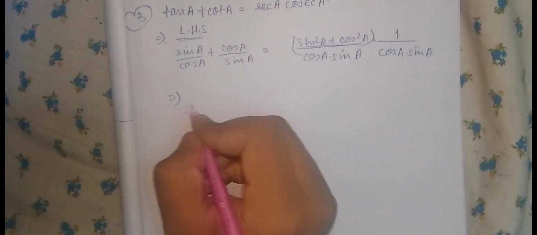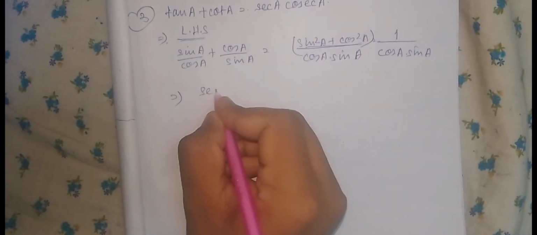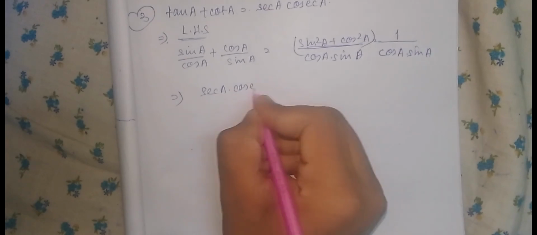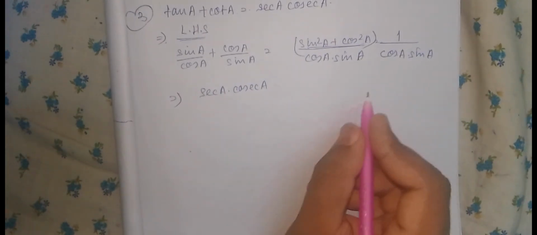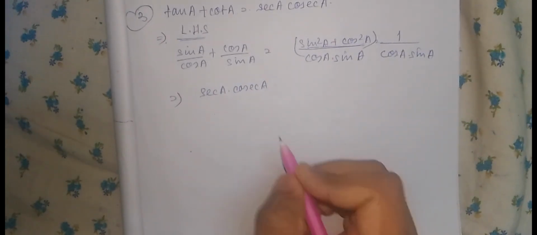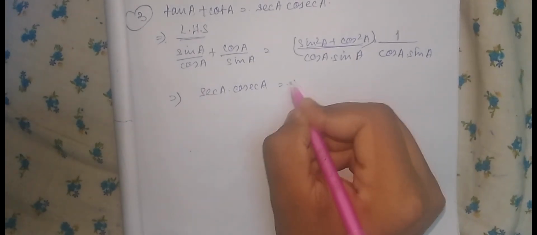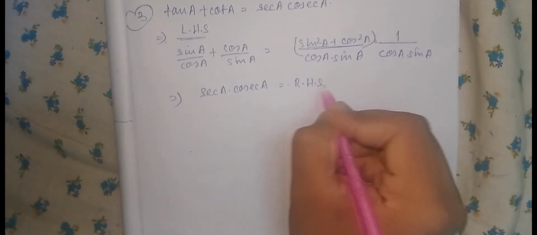Here we will multiply with sin A, which gives sin square A, plus cos A multiplied by cos A, which results in cos square A. This portion will become 1, as sin square A plus cos square A equals 1, and beneath it we get cos A and sin A. So we can represent 1 by cos A sin A as sec A cosec A, because we all know that sec A equals 1 by cos A and cosec A equals 1 by sin A. Therefore our sum is proved, this equals RHS, hence it is proved.